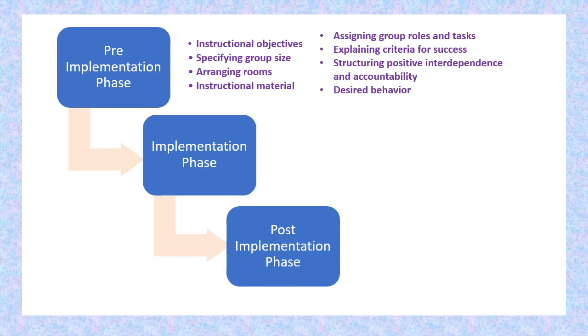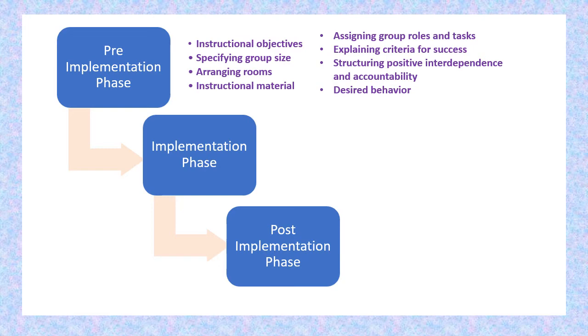Next is criteria for success. The instructor should explain the group work skills that will be evaluated. For this, a rubric can be used. Next is structuring positive interdependence and accountability. Group size should be small so that each member participates and contributes to the group. In this way, individual accountability and group accountability is maintained. The instructor can test group or individual by asking questions.